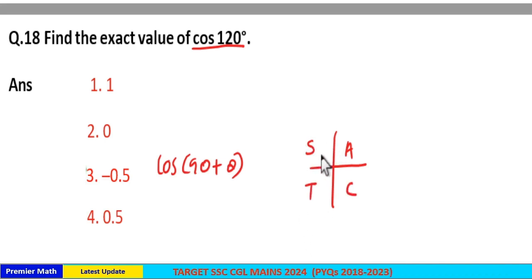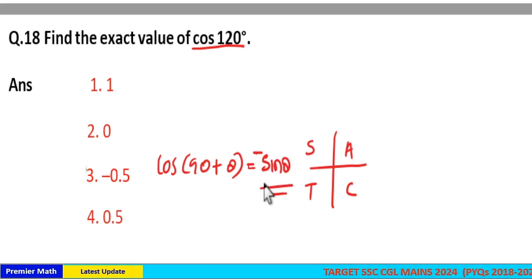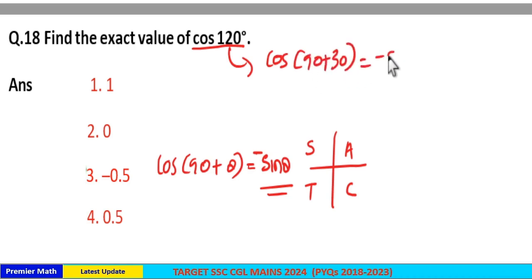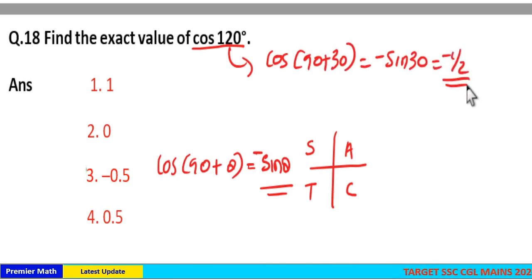So 90 plus theta means in the second quadrant, cos is negative. So cos 90 plus theta becomes sine theta, and here cos is negative, so minus sine theta. Cos 90 plus theta is equal to minus sine theta. So cos 120 is equal to cos 90 plus 30, which is equal to minus sine 30, which is equal to minus 1 by 2. So option 3 is your answer.